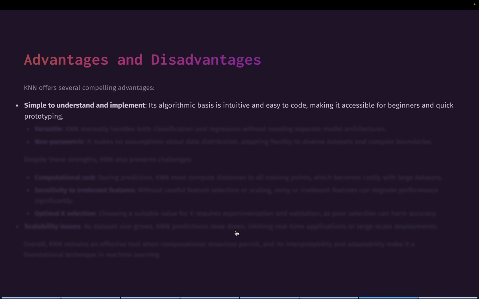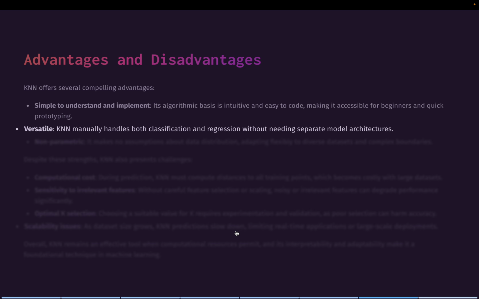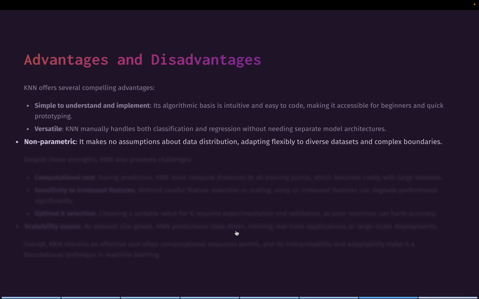The advantages and disadvantages. KNN offers several compelling advantages. Simple to understand and implement: the algorithm is basic, intuitive and easy to code, making it accessible for beginners and quick prototyping. Versatile: KNN naturally handles both classification and regression without needing separate model architectures. Non-parametric: it makes no assumption about the data distribution, adapting flexibly to diverse datasets and complex boundaries.